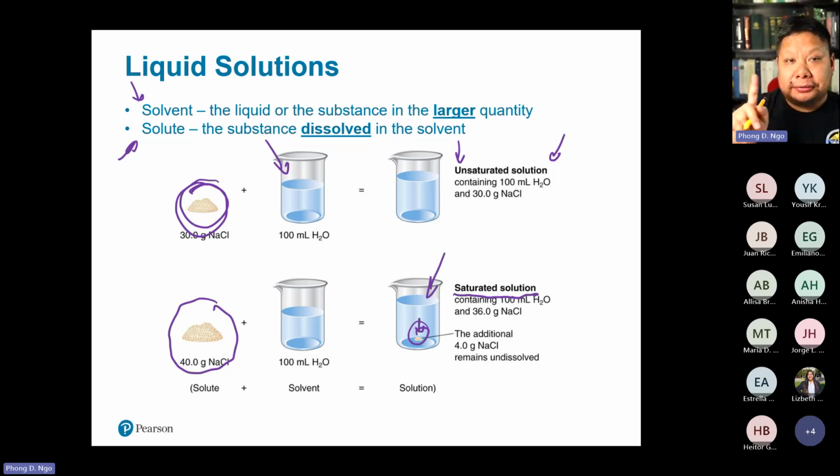Those are two words you need to know: unsaturated and saturated. Saturated means that we have reached the capacity of the water. It will dissolve no more, whereas unsaturated means it still has room.